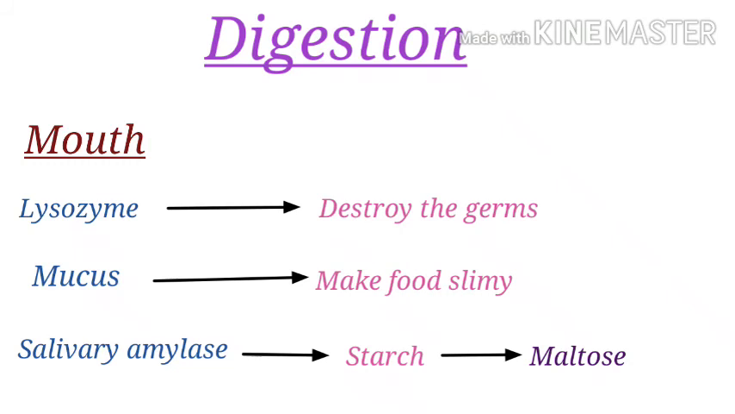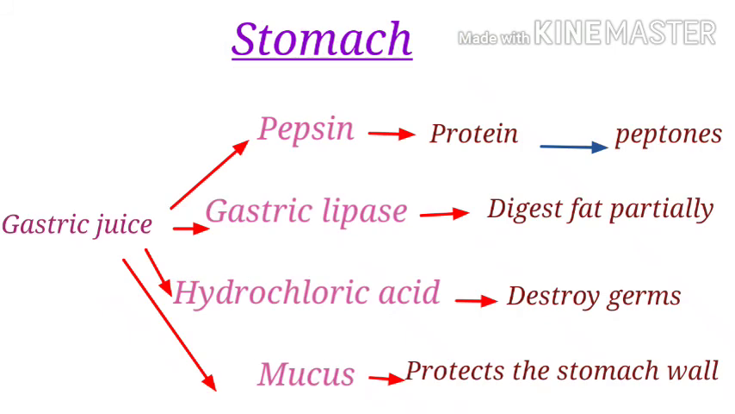The starch in the rice gets converted to maltose with the help of salivary amylase. The next stage of digestion is in the stomach. In the stomach, the food gets mixed with the digestive juices, that is the gastric juices. It contains pepsin enzyme, gastric lipase enzyme, hydrochloric acid and mucus. Pepsin converts protein to peptones partially. Gastric lipase helps in the digestion of fat. Hydrochloric acid destroys germs and regulates the pH. Mucus protects the stomach wall from the action of digestive juices.